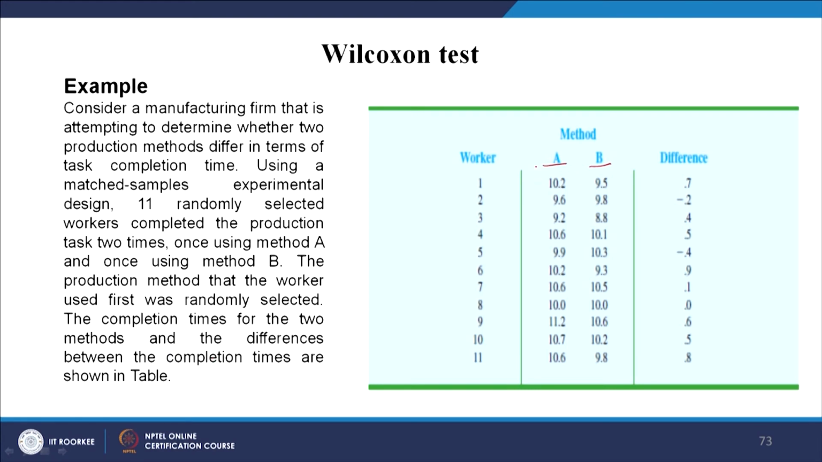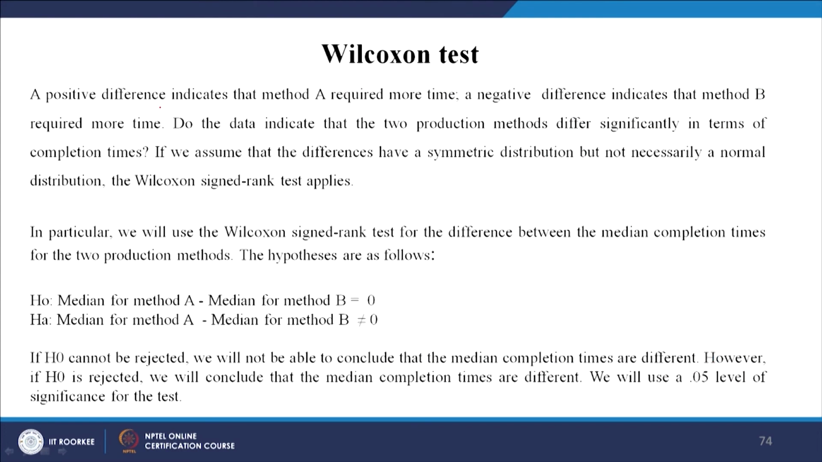The completion times for the two methods and the differences between the completion times are shown. The first worker took 10.2 with method A and 9.5 with method B, then 9.6 and 9.8, the third 9.2, and it goes on. The difference has been measured, so you can see how much difference in time has come between the two methods: A minus B. A positive difference indicates that method A required more time, a negative difference indicates that method B required more time.